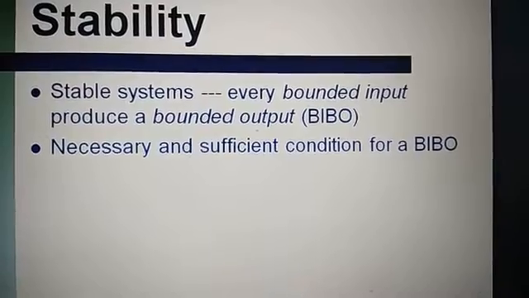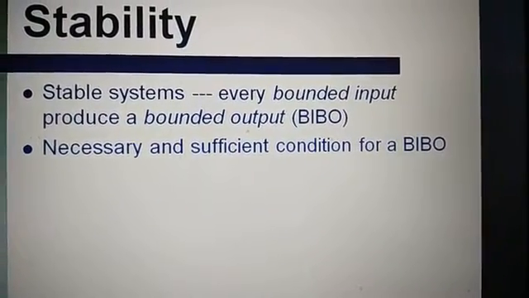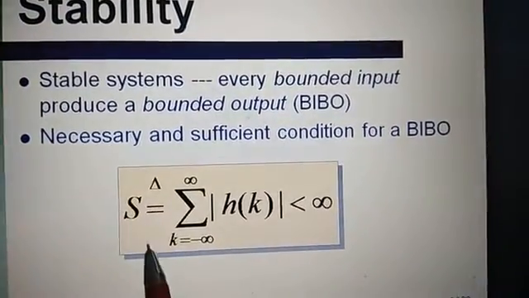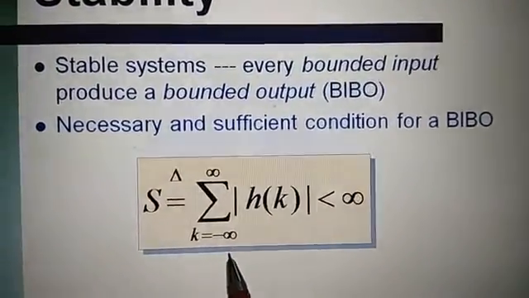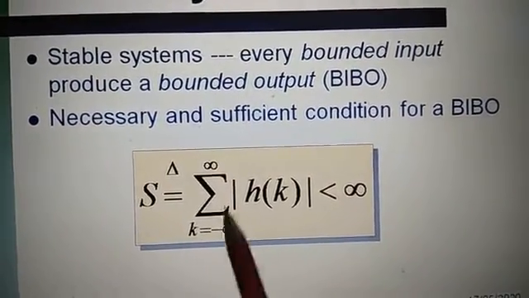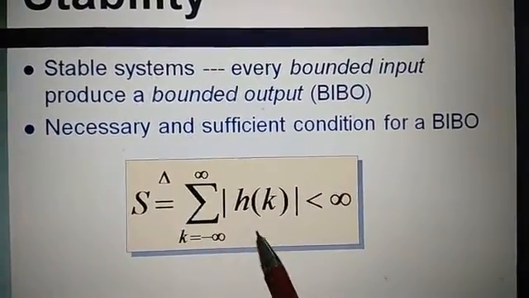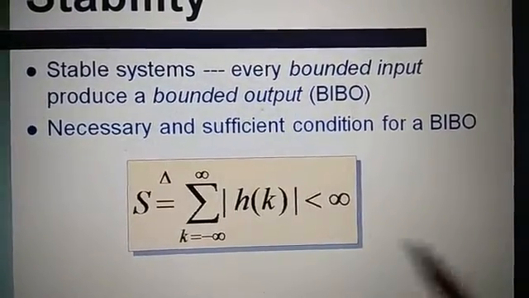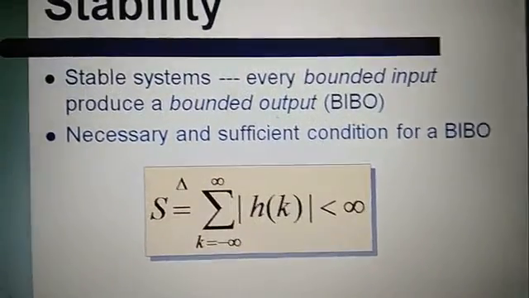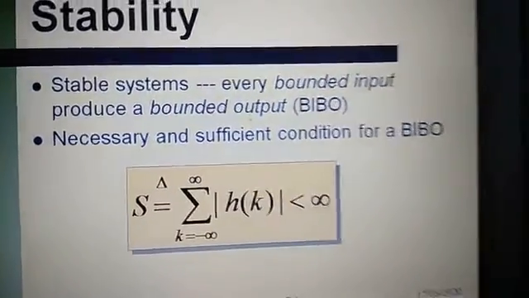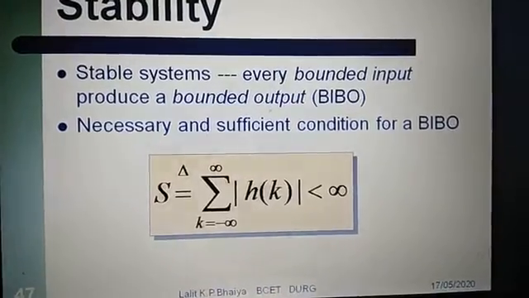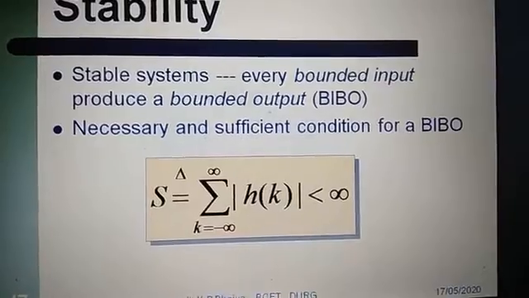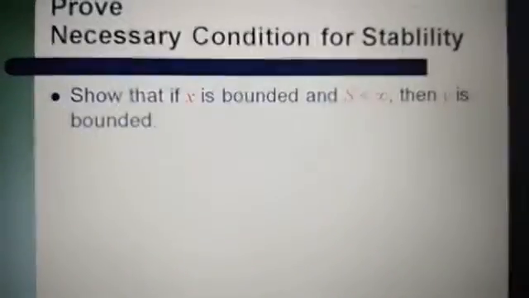And the necessary and sufficient condition for BIBO stability is given by S is equal to summation k is equal to minus infinity to infinity, magnitude of h of k, is less than infinity. This is the condition for the stability, necessary and sufficient condition, you can say. Once this condition is verified, the system is said to be a stable system.